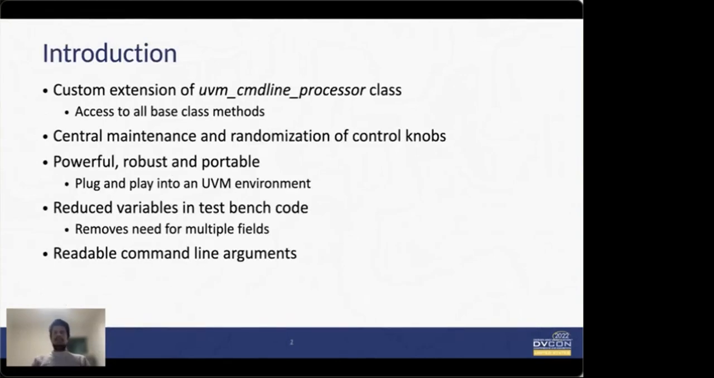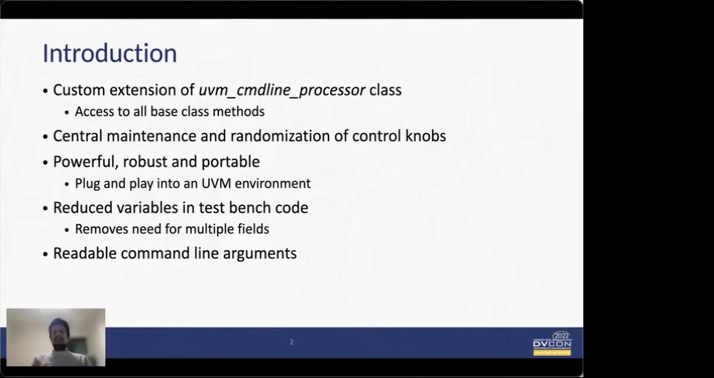The UVM command line processor is the base class which comes with the UVM package. And this advanced command line processor is a custom extension of the UVM command line processor. This was an intentional step because I did not want 2 of these classes lying around in any code base, and at the same time, I did not want the user to lose the ability to access all the base class methods, which are very powerful and provided by the UVM command line processor.